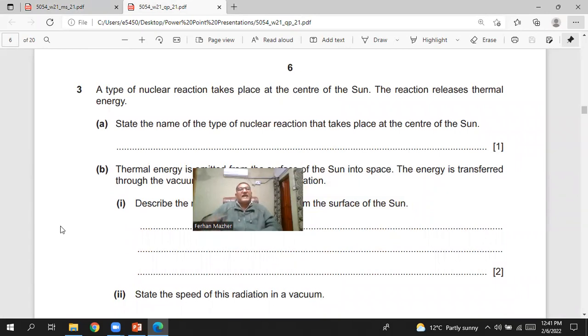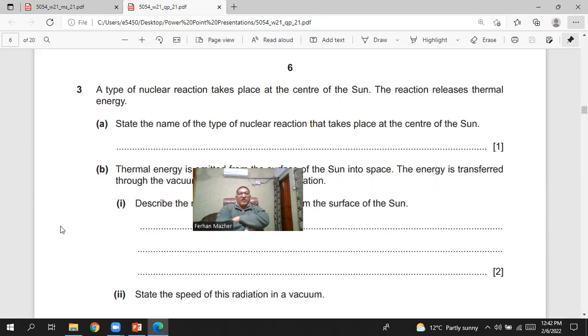Okay, it says a type of nuclear reaction takes place at the center of the sun. The reaction releases thermal energy. State the name of the type of the nuclear reaction that takes place at the center of the sun. So you see, at the center of the sun, nuclear fusion is taking place.